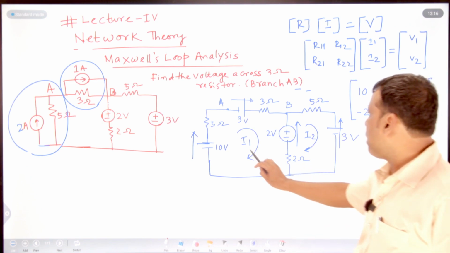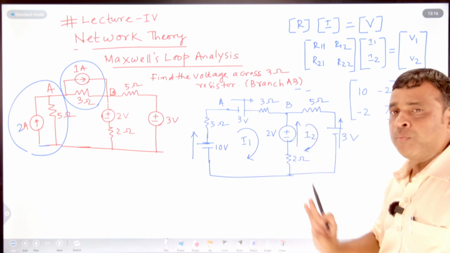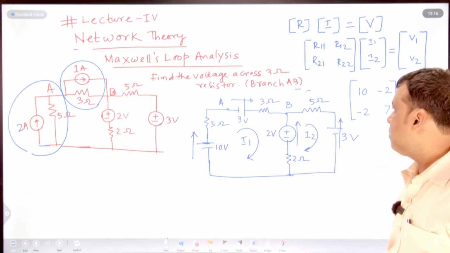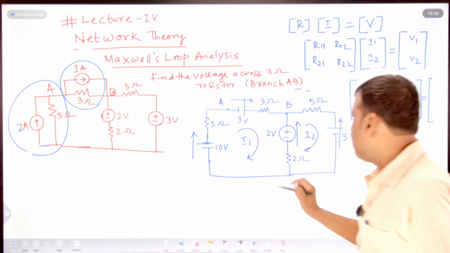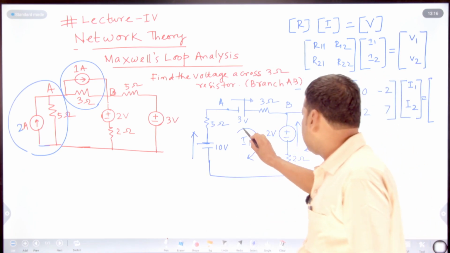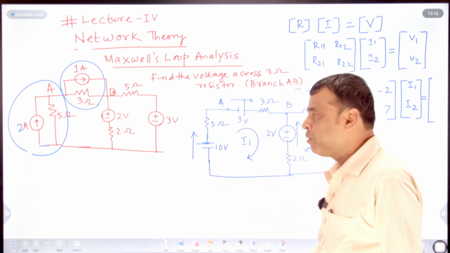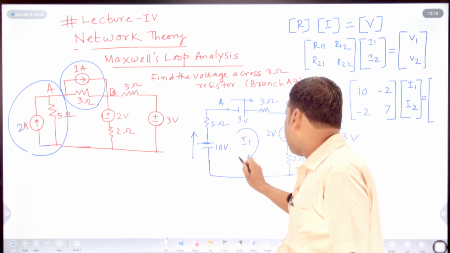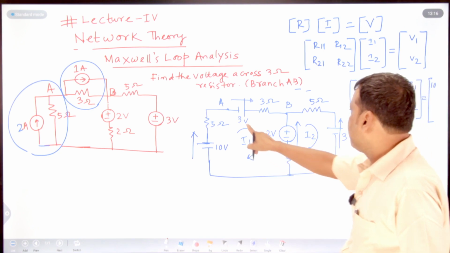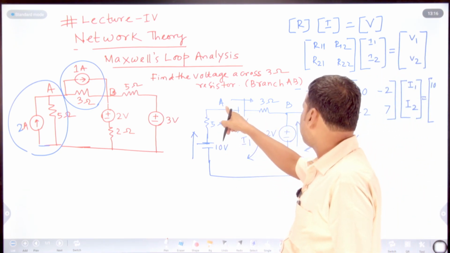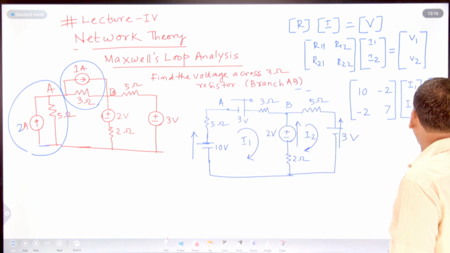First consider loop 1. How many voltage sources? 1, 2 and 3. Already you know there are 3 voltage sources in loop 1. The sign of the magnitude of each voltage source, either plus or minus, depends upon the loop current. If the direction of the loop current is the same as the direction of the voltage source, it will be plus. First come to this 10 volt. The direction of current I1 is the same as this voltage source, so it will be plus 10 volt. Then the direction of this current is the same as this voltage source, so that will be plus 3 volt. 10 plus 3.